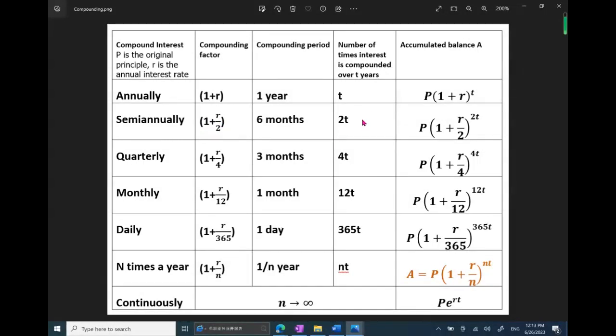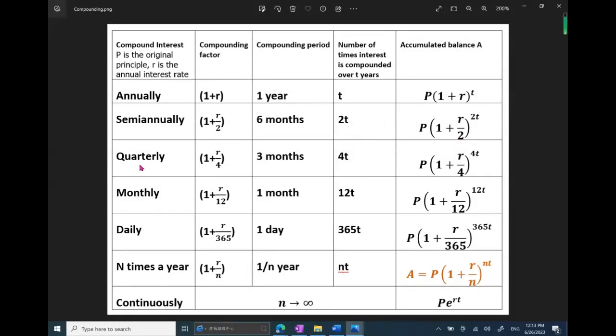Same thing, if you leave your money in an account for T years, since the interest is compounded twice a year, then over the entire time, your interest will be compounded 2 times T times, 2T times. And simply multiply the original principal by the compounding factor for how many times? 2T times. Do you see the pattern?